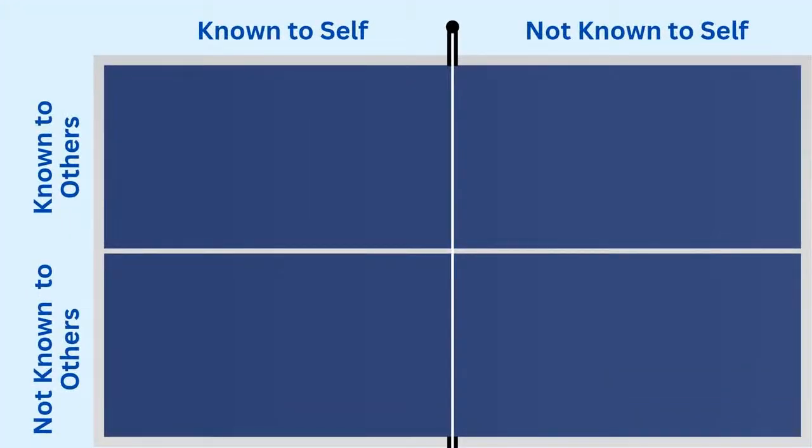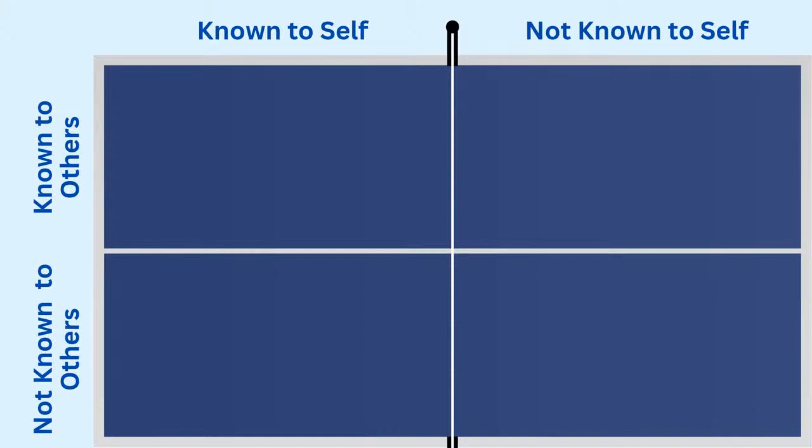The left column is about known to self. That means something that I know about myself. And not known to myself means I do not know about something which is there in my life, but I still do not know. So on the left column, known to self, and on the right column, not known to self.